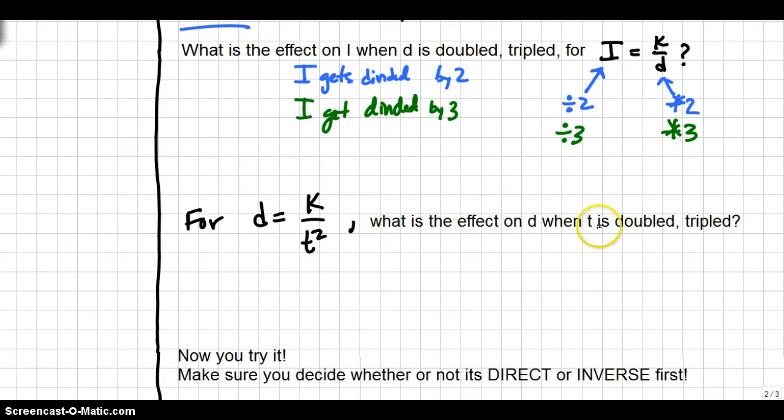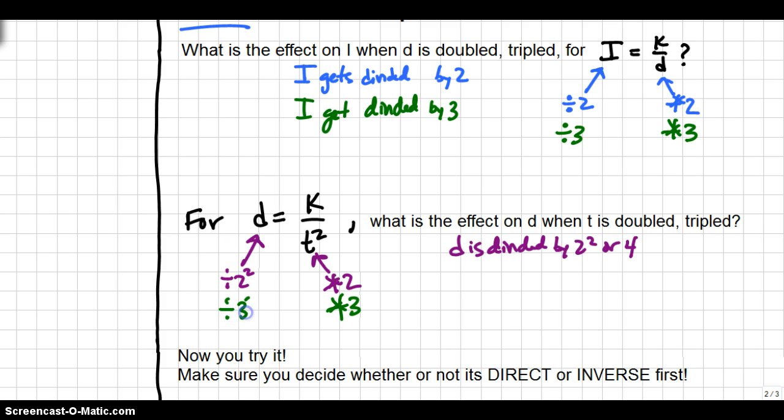What is the effect on d when t is doubled? So if we take t and multiply it by 2, the d, since this is an inverse situation, has to get divided by 2, and then we need to incorporate that power. So we'd say 2 squared. So we'll say that d is divided by 2 squared, or we can say 4 there. If we do the tripling, multiplying it by 3 means that we're going to be dividing by 3 squared, or 9. So d is divided, since it's inverse, by 3 squared, or 9.